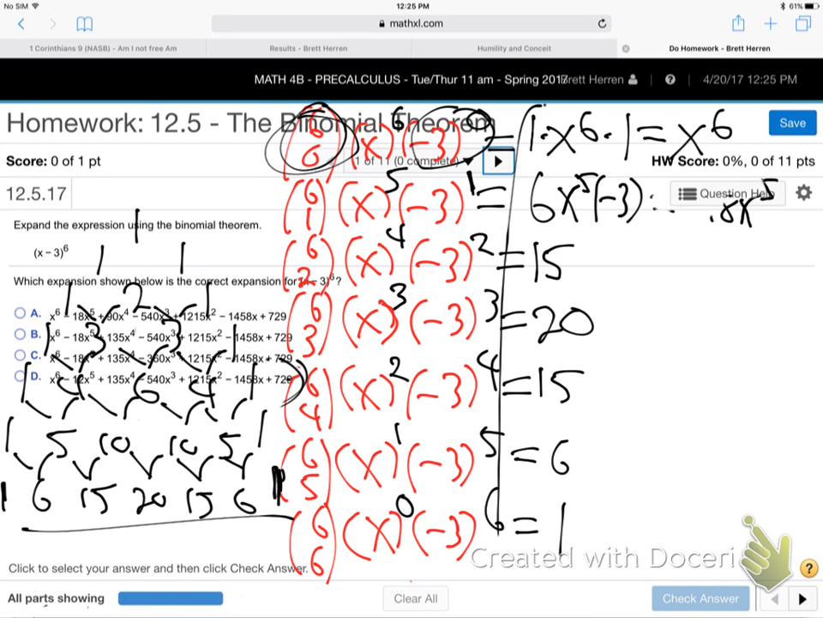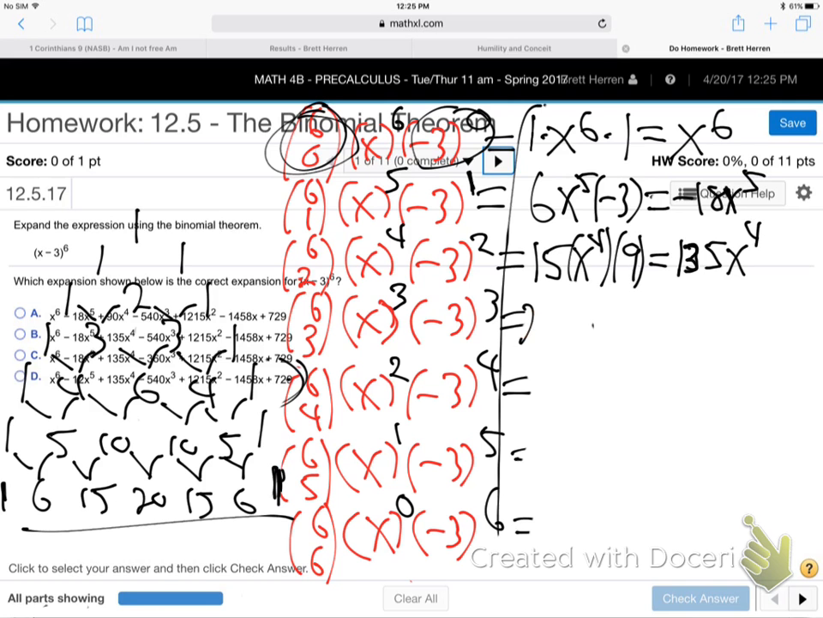Oh, it's off the screen. Minus 18 x to the 5th. Next one, it's 15 x to the 4th times 9. What's that, 9? 135? 135 x to the 4th. The next one, these are maybe too big. X to the 3rd times minus 27. Was that minus 540? X to the 3rd, that's totally off the screen. There we go. Do you guys see what I'm doing there?